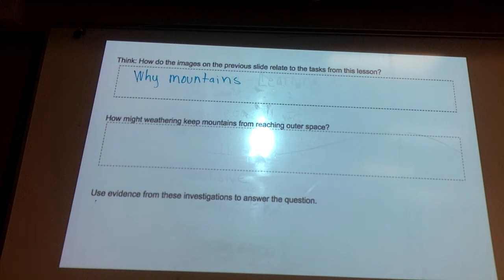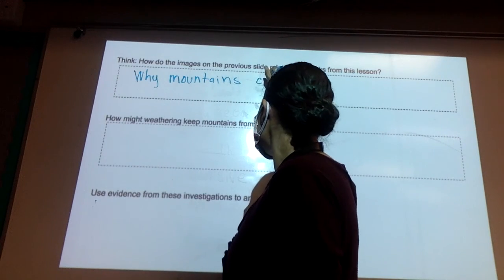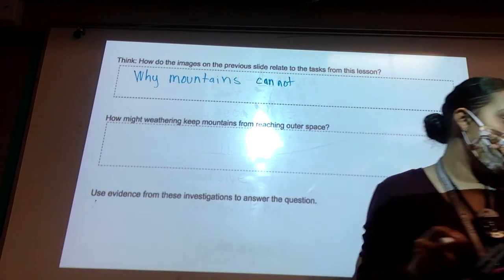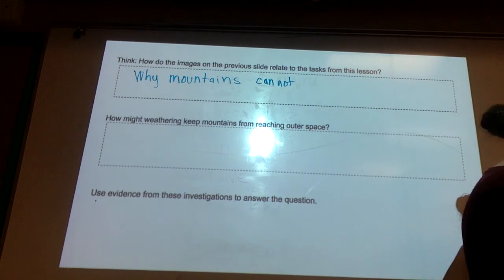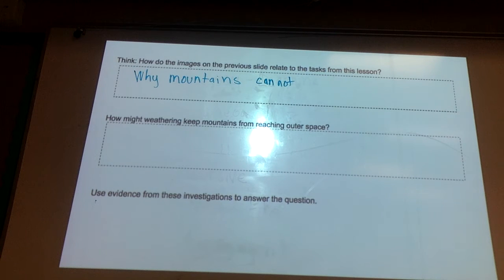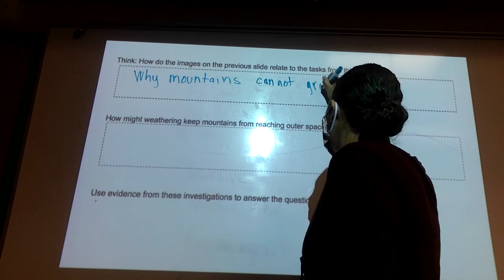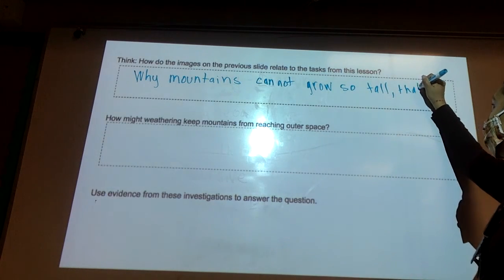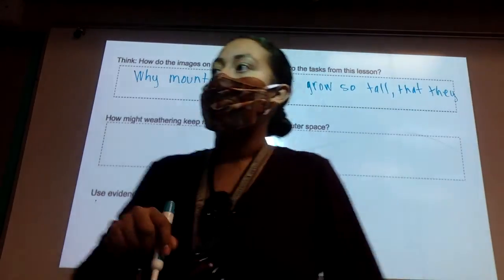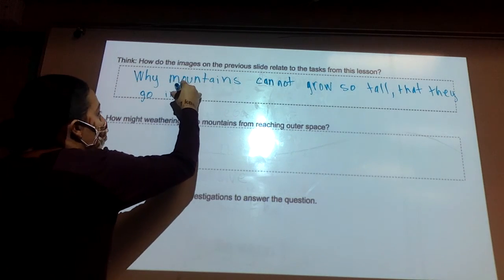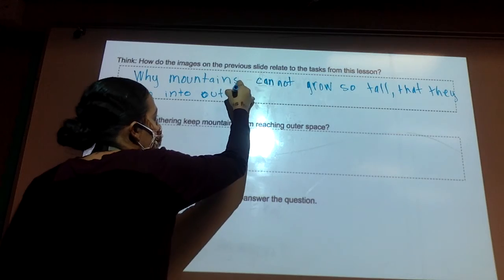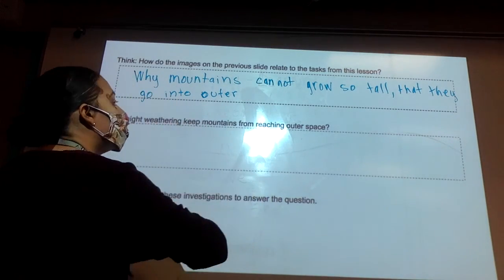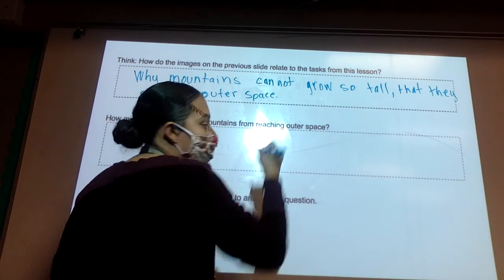It shows us why mountains cannot. You can help me finish this sentence. It shows us why mountains cannot, Ariana? Grow so tall they go into space. Yes. Why mountains cannot grow so tall, comma, that they go into outer space. Period.